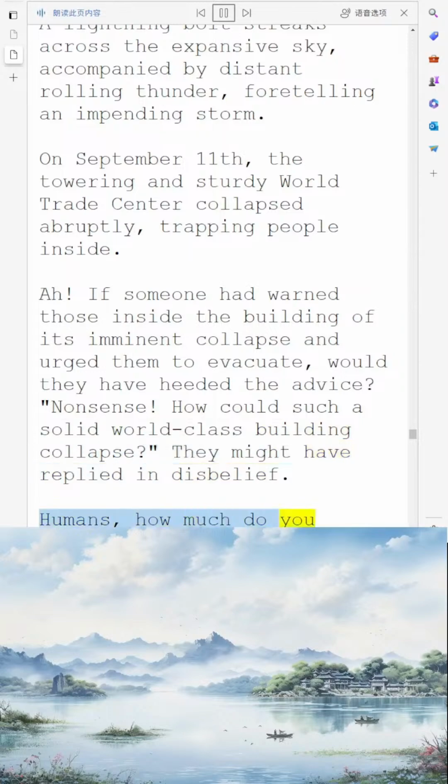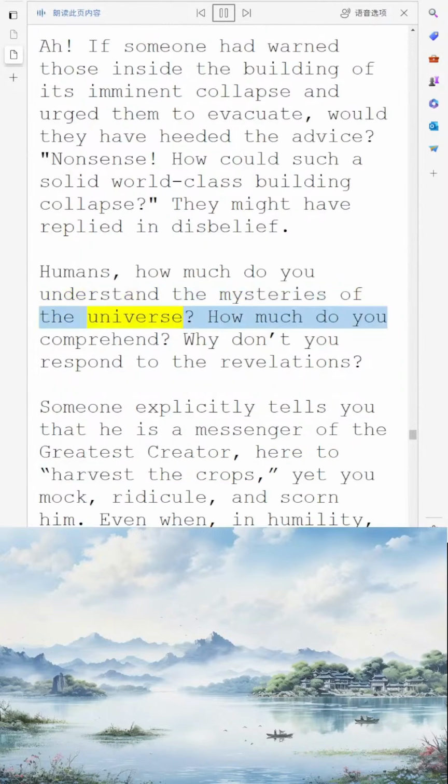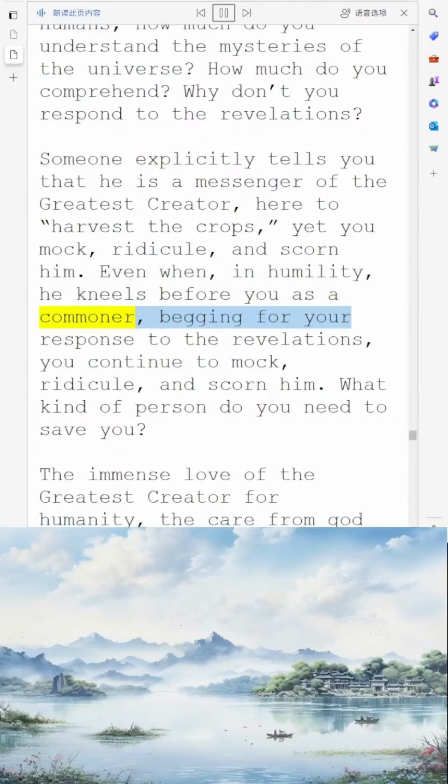Humans, how much do you understand the mysteries of the universe? How much do you comprehend? Why don't you respond to the revelations? Someone explicitly tells you that he is a messenger of the greatest creator, here to harvest the crops, yet you mock, ridicule, and scorn him. Even when, in humility, he kneels before you as a commoner, begging for your response to the revelations, you continue to mock, ridicule, and scorn him.